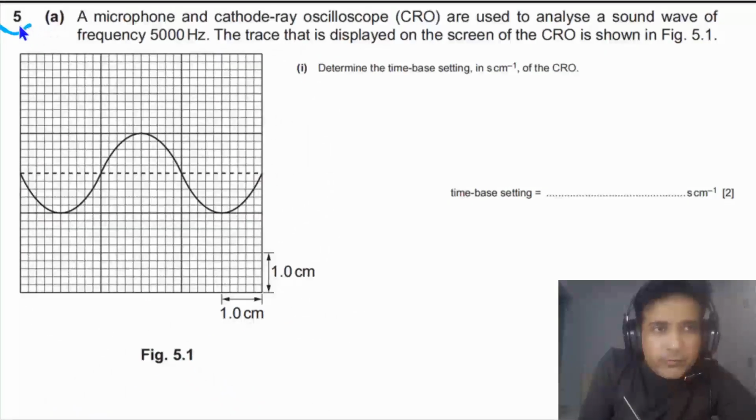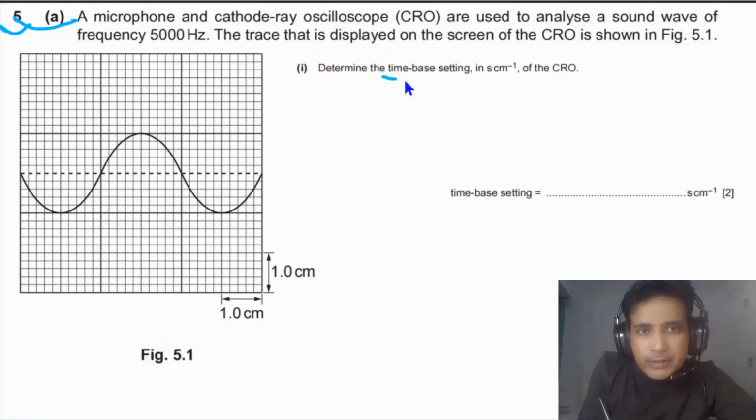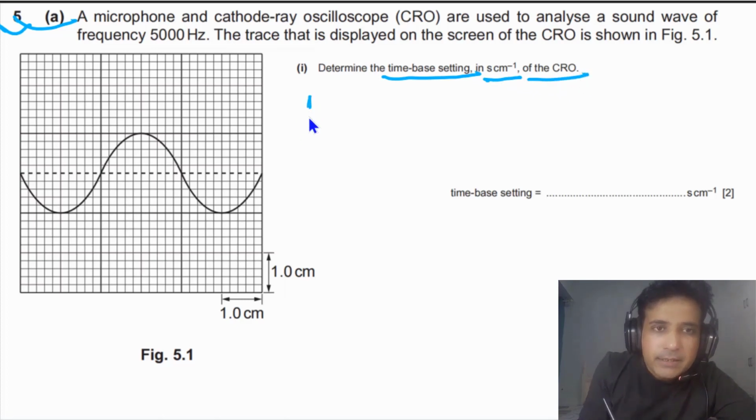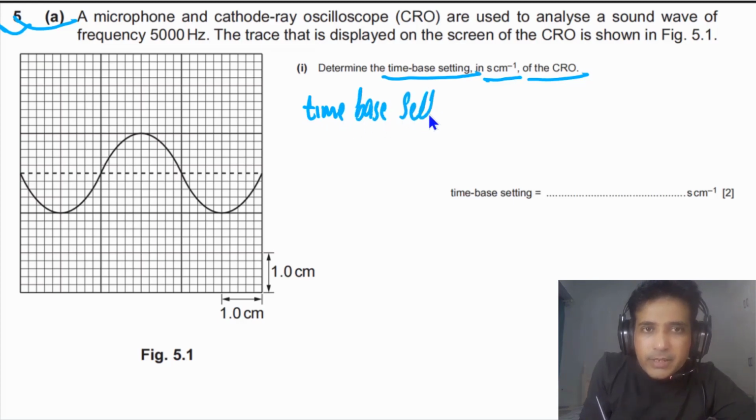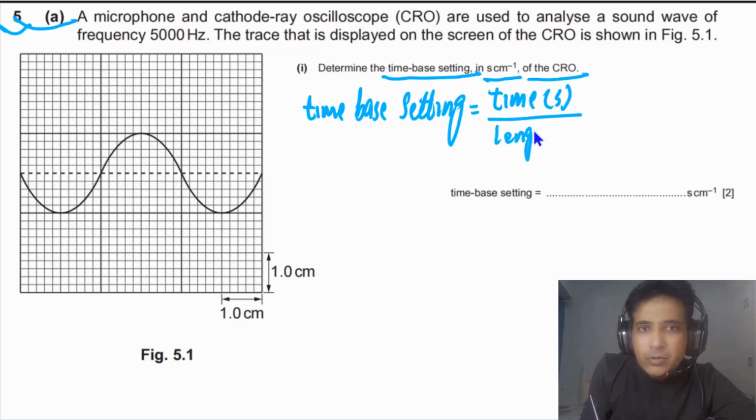For question number 5, part A, we need to find out the time-base setting in seconds per centimeter of the CRO. Time-base setting is equal to total time divided by length of the wave. So we can say time in seconds divided by length of the wave in centimeters.